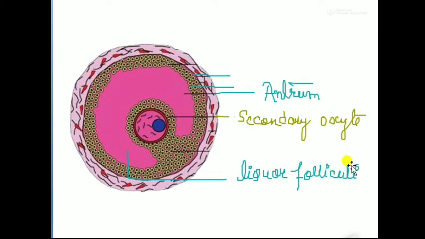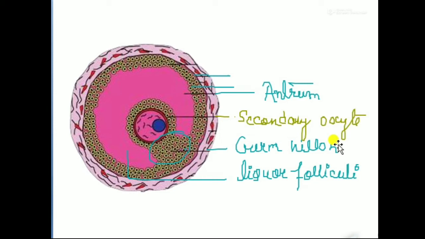Okay, liquor folliculi. The structure is suspended in the cavity with the help of a mass. This is known as germ hilon, H-I-L-L-O-N. Hilon. The outer cell is the membrana granulosa.